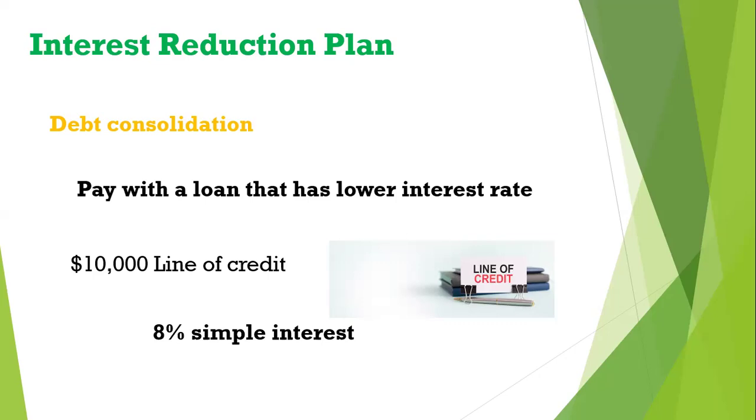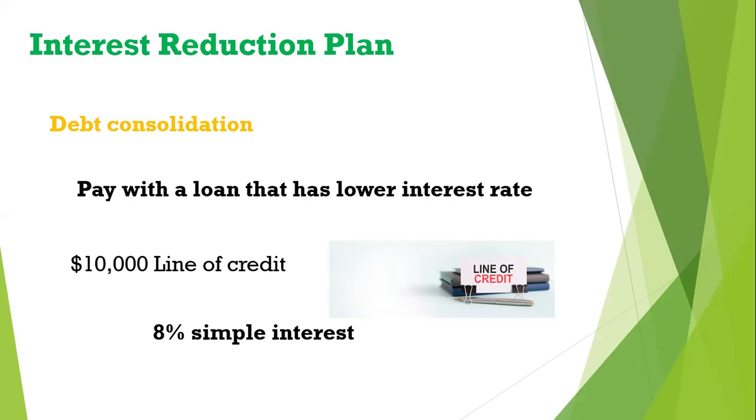Let's say, for example, you have a 10,000 line of credit. That 10,000 line of credit only has simple interest. It's not like the compounding interest the way the student loan people do it. So they are compounding interest. Every time you have a balance, you are paying this huge interest.